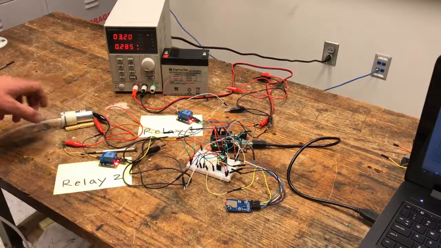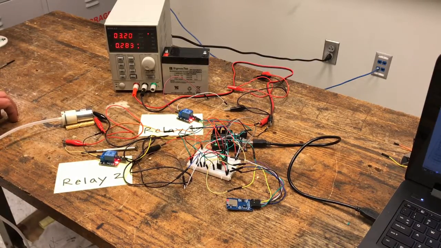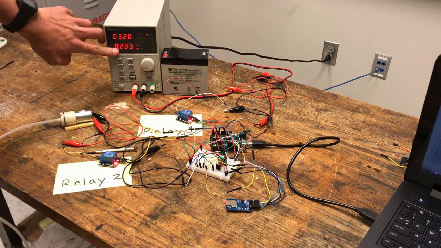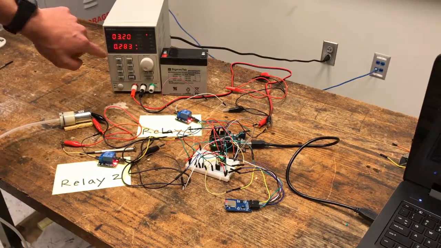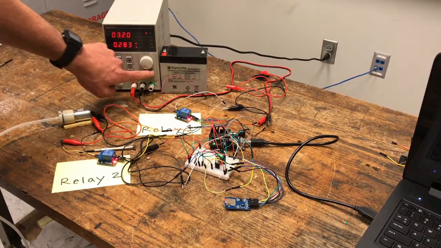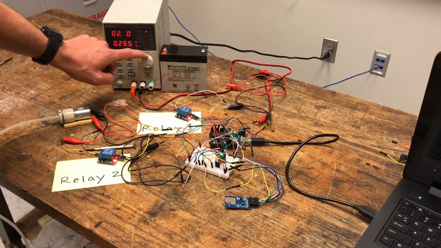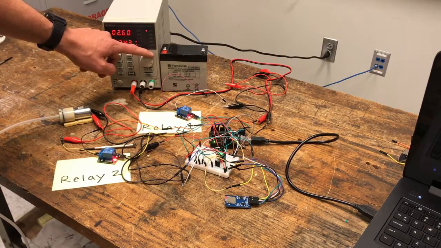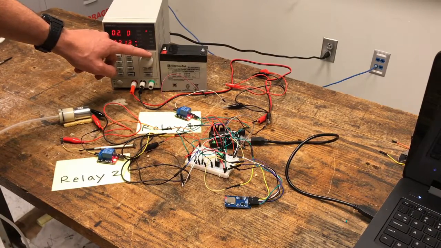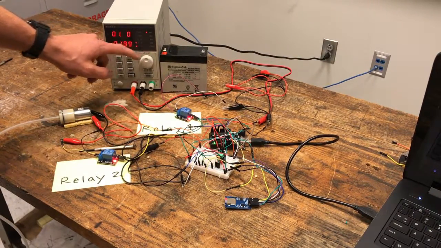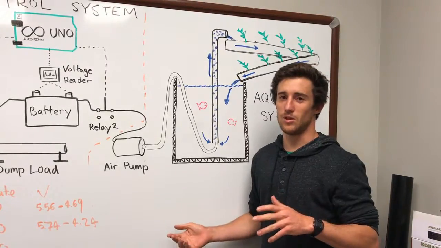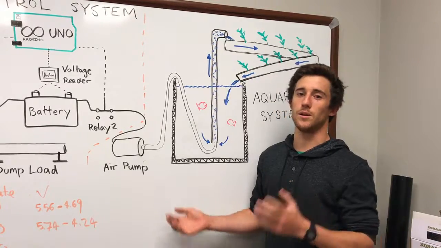So currently the motor runs no problem at 3.2 volts. It's drawing about 280 milliamps. Let's go ahead and drop the voltage and see what happens. Once we get past about 2 volts, the relay should activate and cut off. 1.9. There we go.